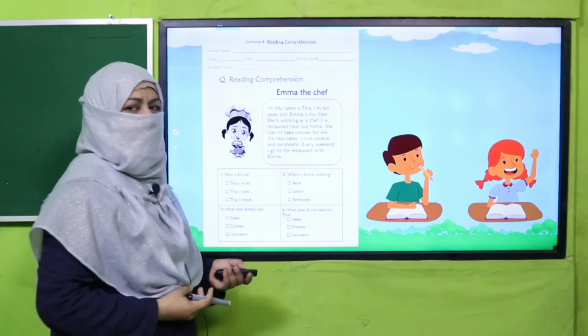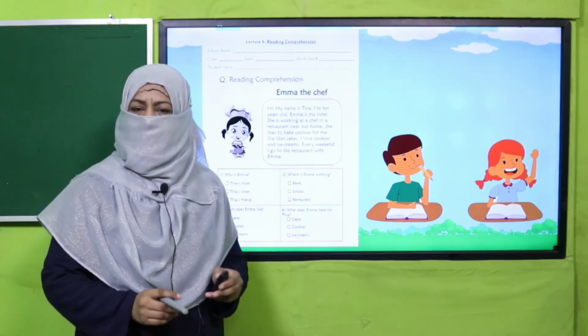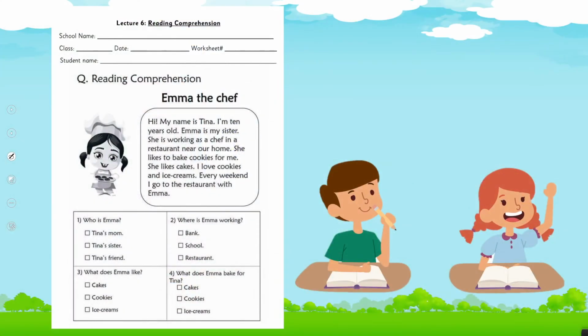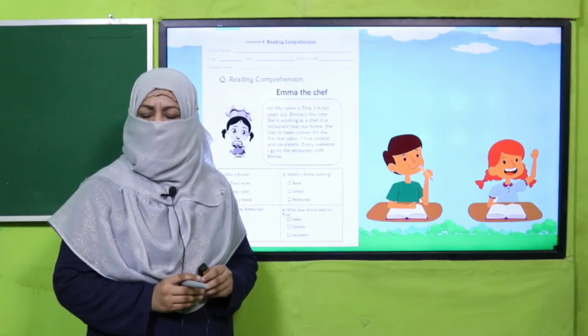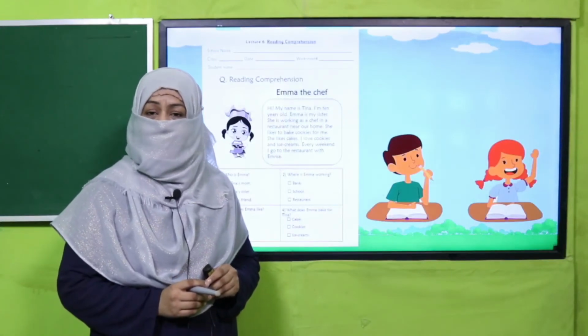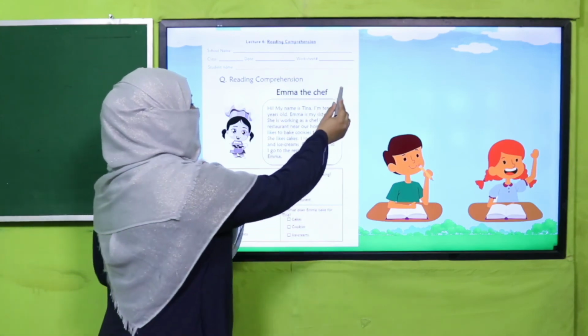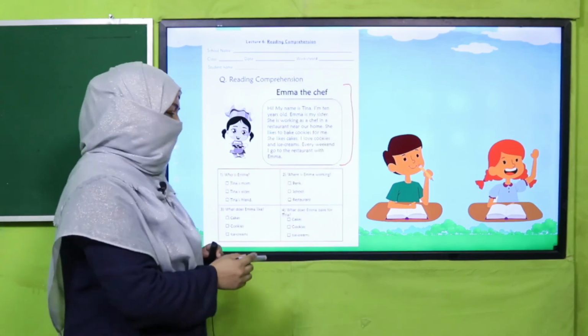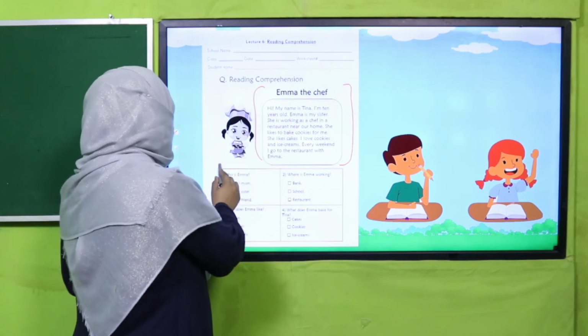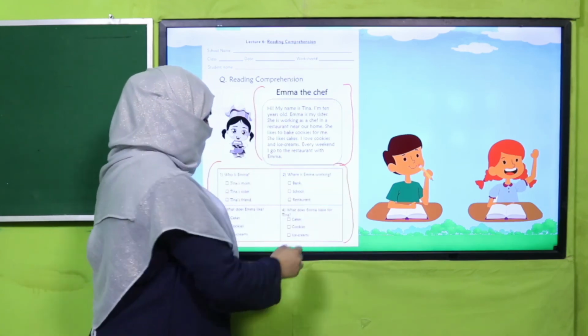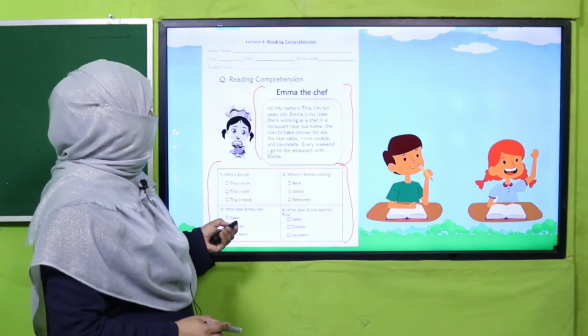This is a worksheet, my dear fellow teachers. This worksheet's lesson plan and PowerPoint presentation links are given. You may click it, download it, and kindly provide a printed worksheet to students for practice. And my dear students, what you are going to do, here is a paragraph. You will read it, you will comprehend it, and then you will write the answers of these questions. This is how you will complete this worksheet.